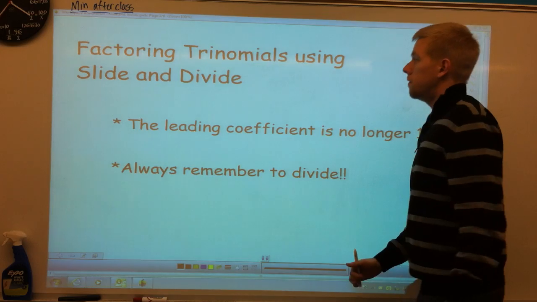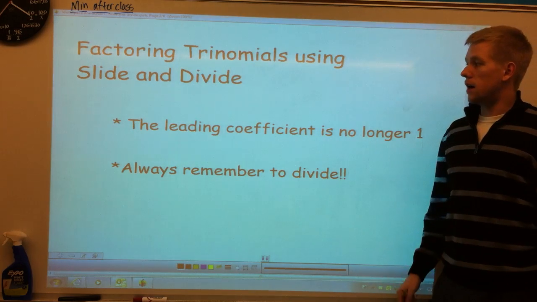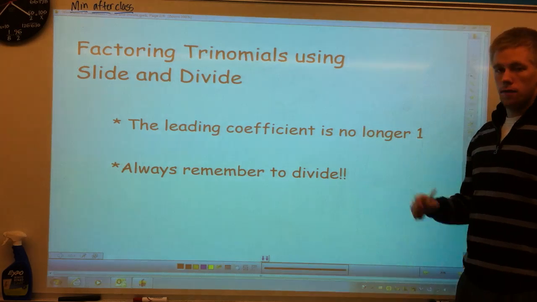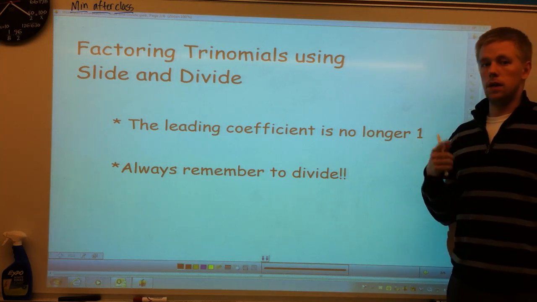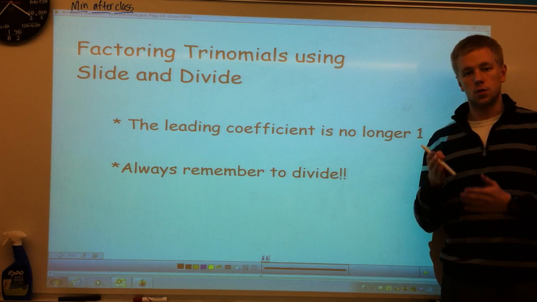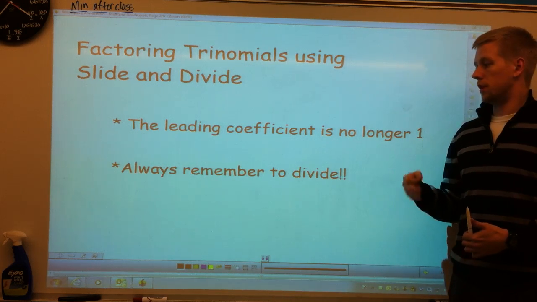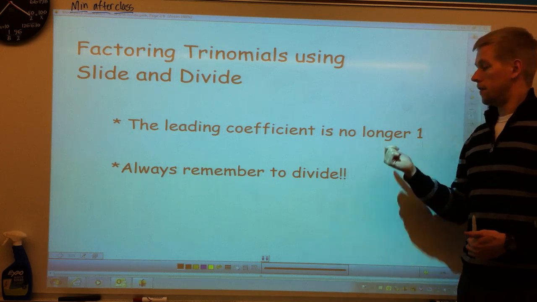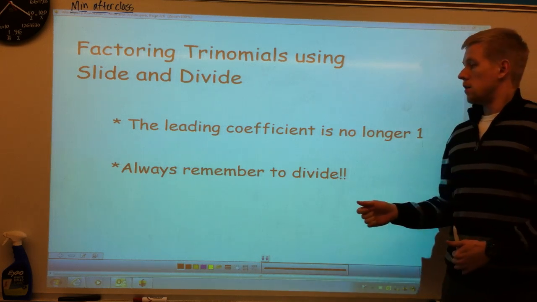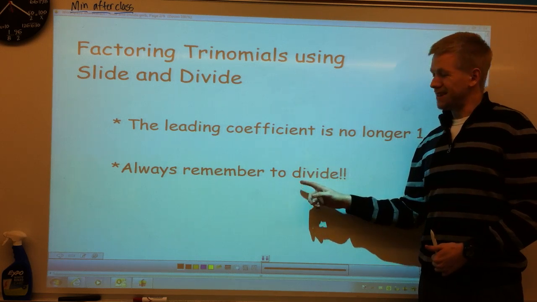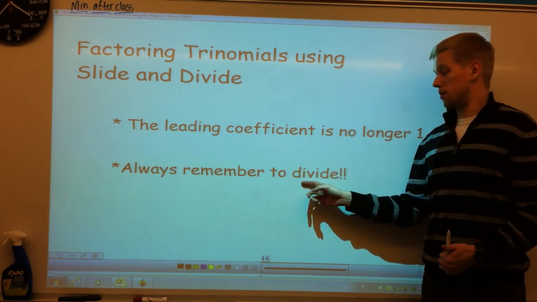Alright, today we're going to be doing factoring trinomials using the slide and divide method. Now this is when you no longer have a coefficient of 1. The leading coefficient is no longer 1, there's an actual number in front of that x squared. So when you have a trinomial with an x squared starting it off, there's now going to be a number in front.